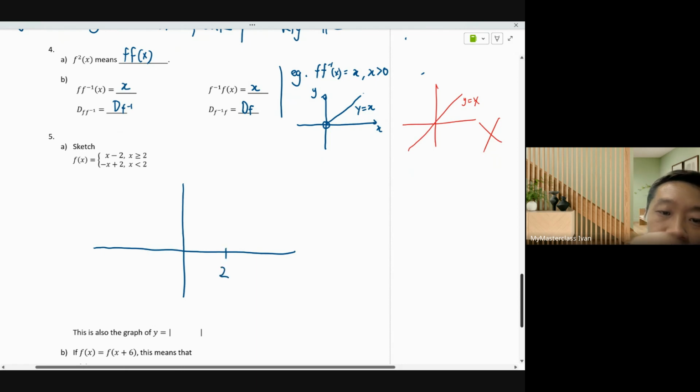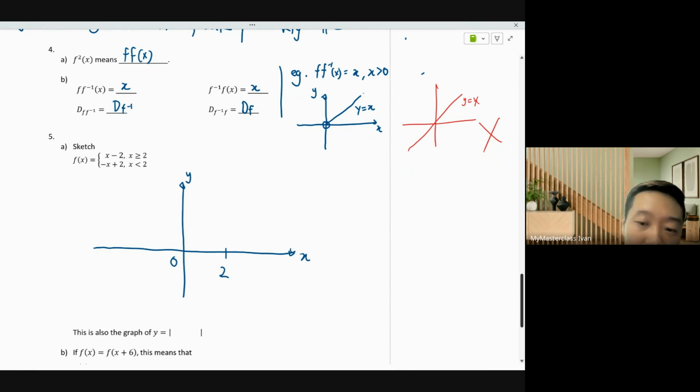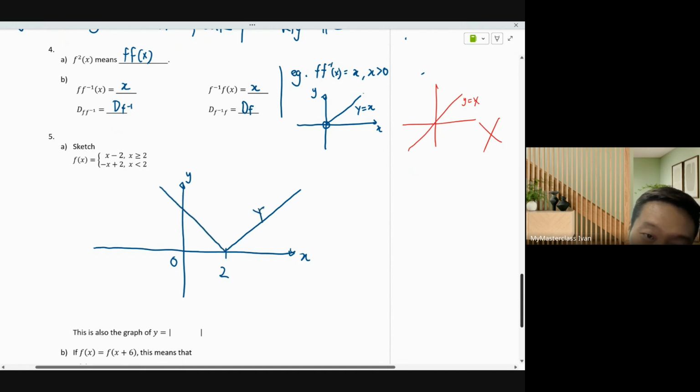X minus 2 is a going upward line or going downward line, Josh? Upward. Minus x plus 2 is a going downward line. Label this. So this is y equals to x minus 2. This is y equals to negative x plus 2.